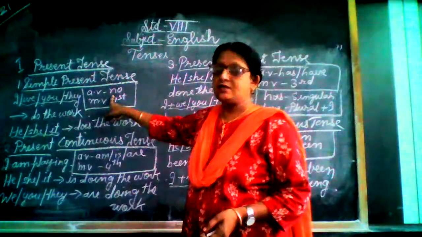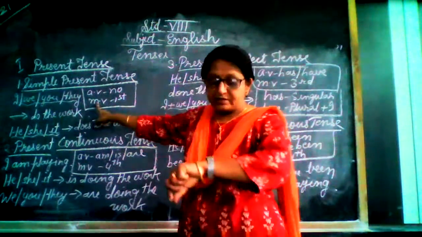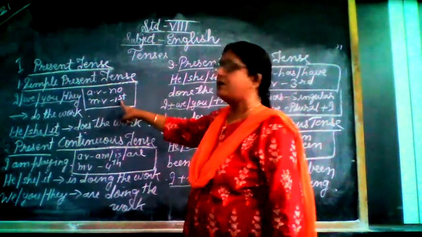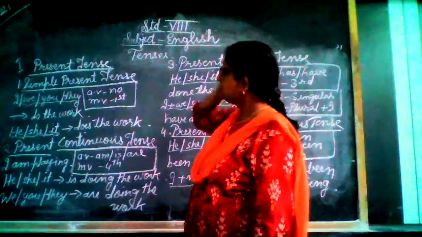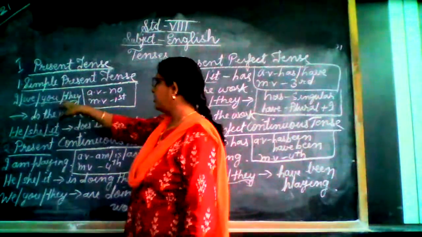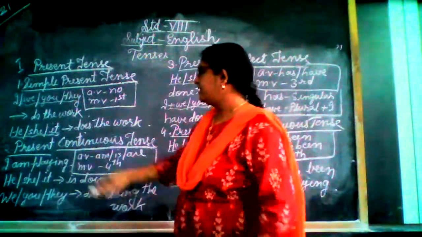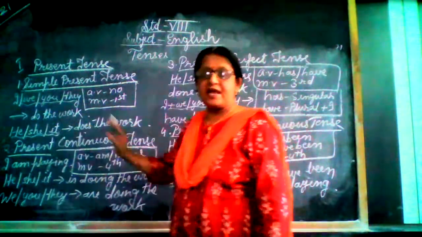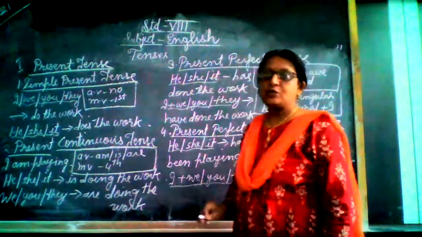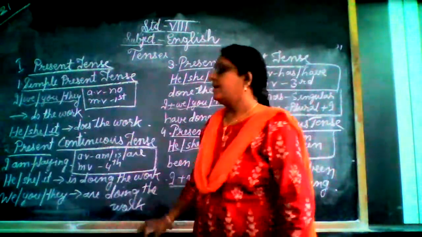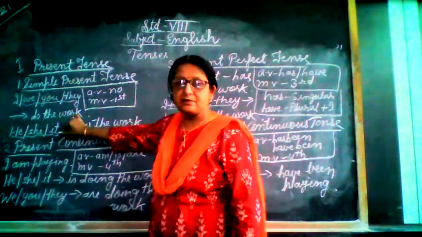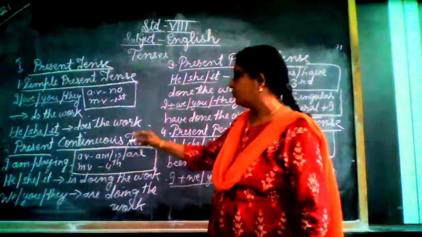AB means that is the auxiliary verb. MB means that is the main verb. Okay, no auxiliary verb, and the main verb is in the first form. So with I, we, you, they we use the verb as it is, but only with the third person singular we use the S form. Okay, third person singular we use the S form. Here instead of pronouns there can be nouns also, as I told you.